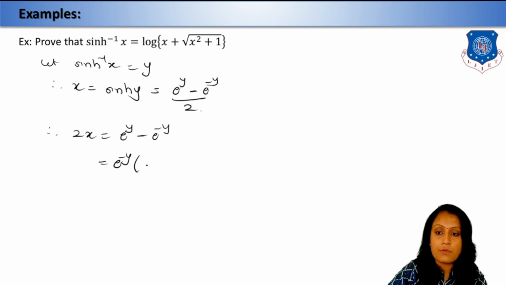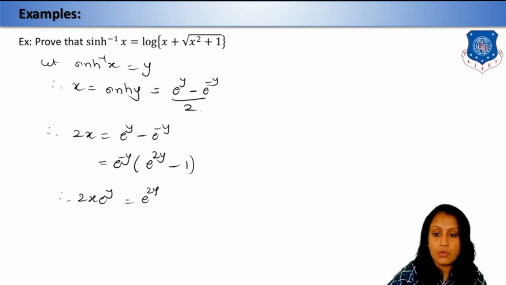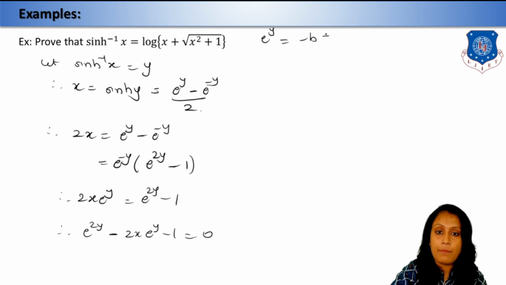Take out e raised to minus y common. So here we have e raised to 2y minus 1. Bring this e raised to minus y over here, so you will get 2x e raised to y is equal to e raised to 2y minus 1. Therefore e raised to 2y minus 2x e raised to y minus 1 is equal to 0. So this is a quadratic equation, and we have to find the roots for e raised to y. So using the formula minus b plus or minus under root b square minus 4ac upon 2a, here a is 1, b is minus 2x, and c is minus 1.